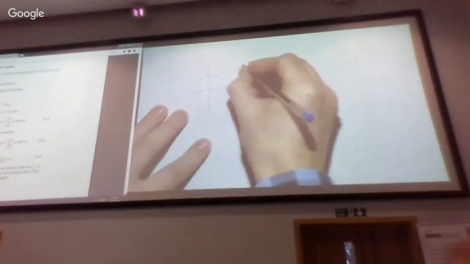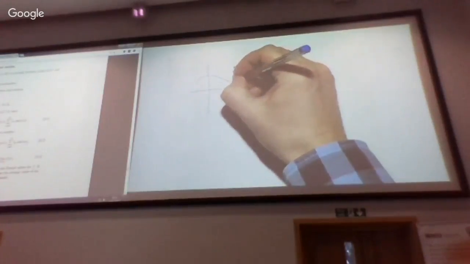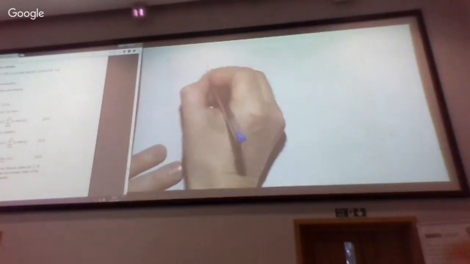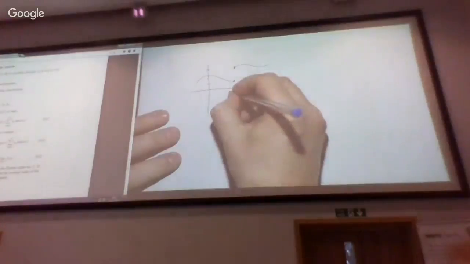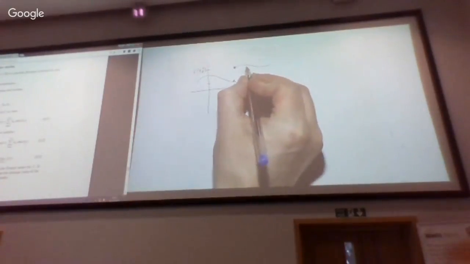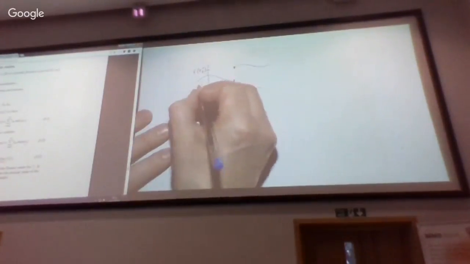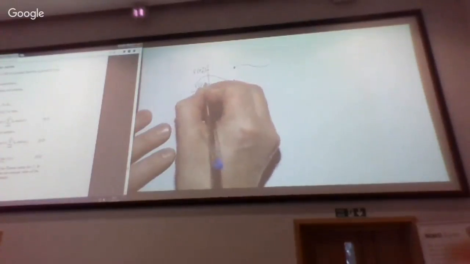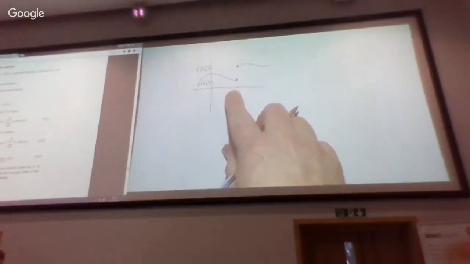These are the two branches of the function at the point of discontinuity. So here's the point of discontinuity, x_d. This will be f(x_d+), the limiting value of the function as you approach the point of discontinuity from the positive side. This value here will be f(x_d-), the limiting value as you approach the point of discontinuity from the negative side.